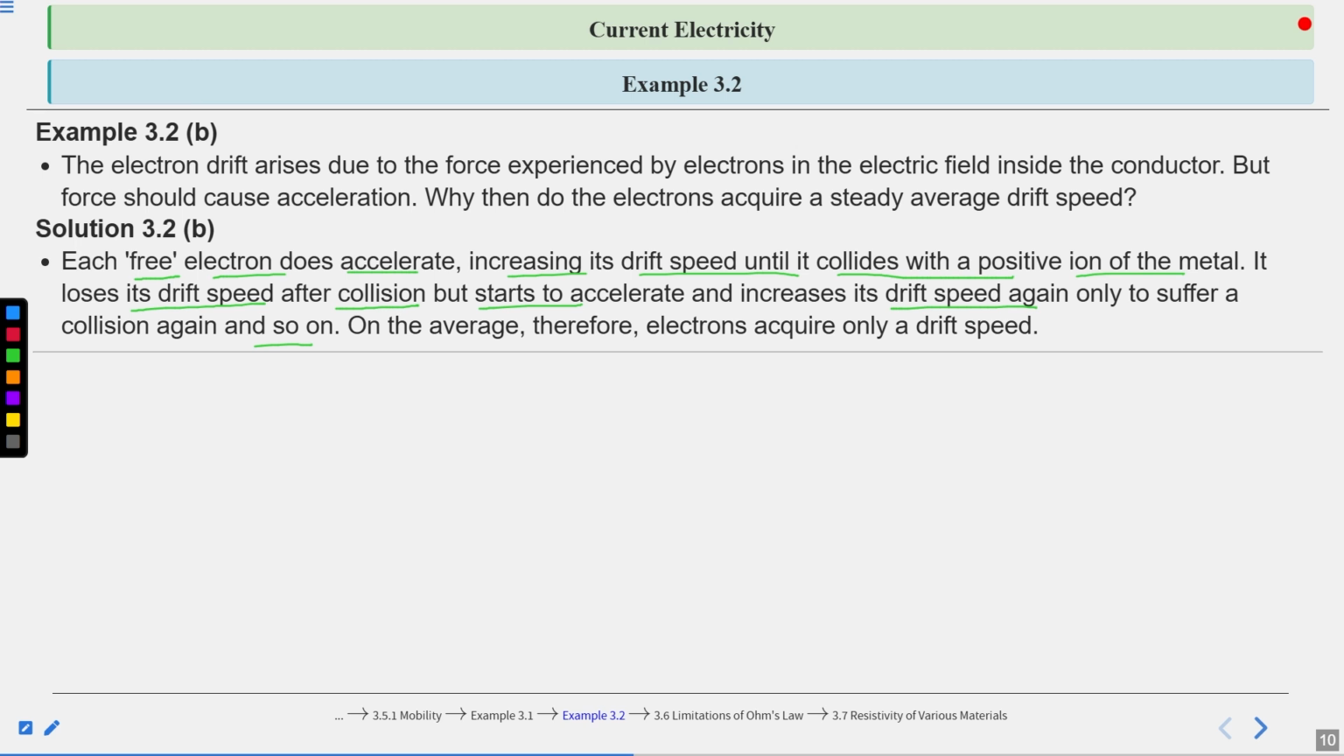So these drift velocities are different for every case. On an average, we are taking the average of all the drift velocities. So this steady value is an average, not a specific value. A specific value may vary according to the acceleration or the path covered, but the average value is steady. On the average, therefore, electrons acquire only a drift speed.